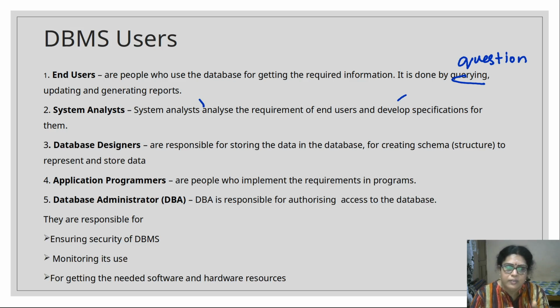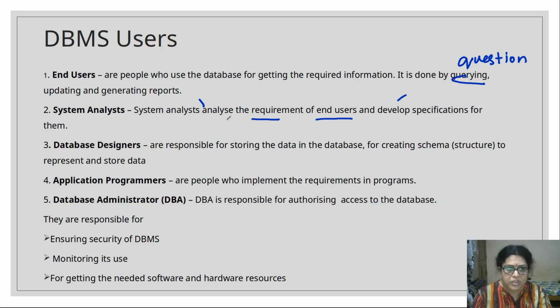System analysts. System analysts are the people who analyze the requirements of the end users and develop specifications for the user. So the end users are the people who are going to use the database. Now they may give some requirements, a kind of feedback, that I want this kind of conditions to be applied. For example, the decimal number should be only 2 or 3 digits, in the form of rupees and paisa. These kinds of requirements are given by the end users, which is taken care of by the system analyst before designing the database.